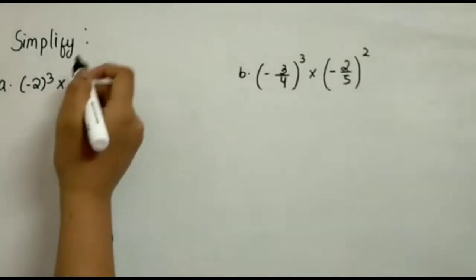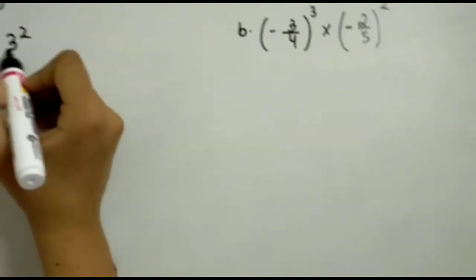Now we will solve. Simplify: minus 2 to the power 3 into 3 to the power 2.